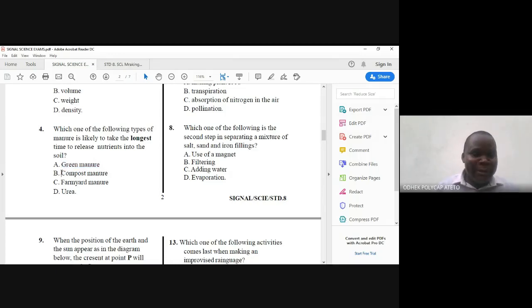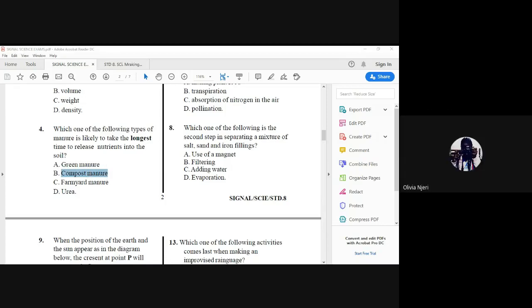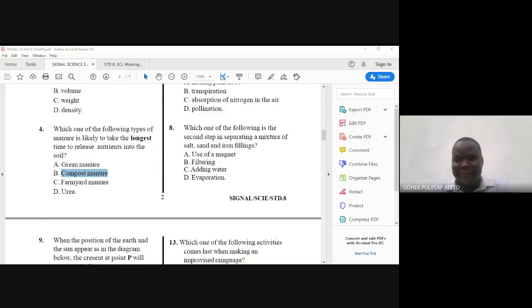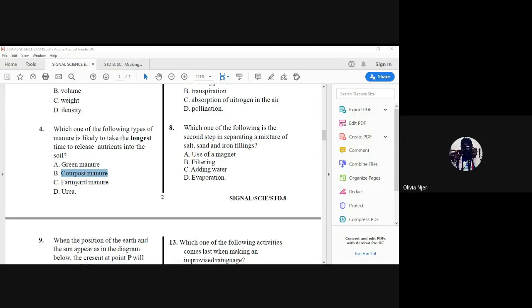Okay, so compost manure, somebody to pick compost manure. Who will pick? Olivia, correct? Compost manure is made from decayed plants and food leftovers.